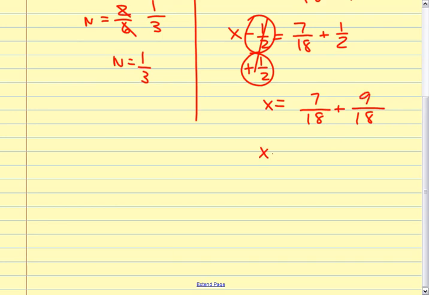And when I add those two together, what do I get, Paris? 16/18. Am I happy with that answer, Harry? What goes into both of them? 2. 2 goes into 16 how many times? And 2 goes into 18. So my answer is 8/9. Great job, folks. Let's look at the next example.